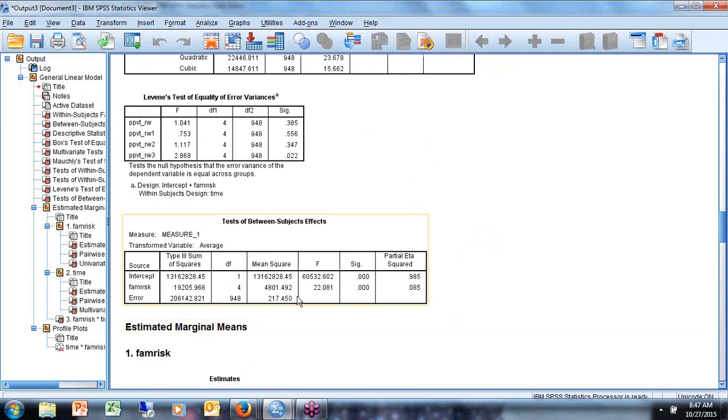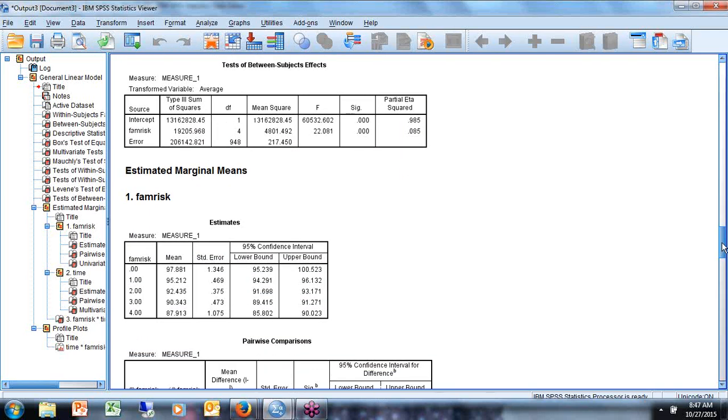For our effect for family risk, we find that level of family risk does matter in terms of the average of the PPBT scores across time. So this test is a test of whether or not the average PPBT scores across time are different for different levels of family risk. That answer is yes. So we're only explaining about 8.5% of the variance in the PPBT scores by family risk, but that effect is statistically significant.